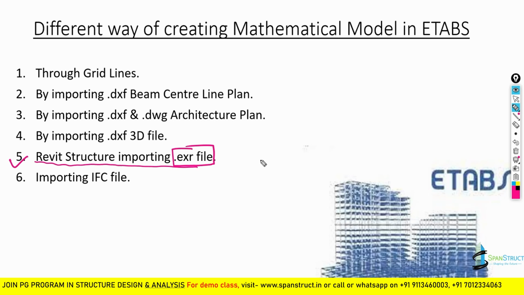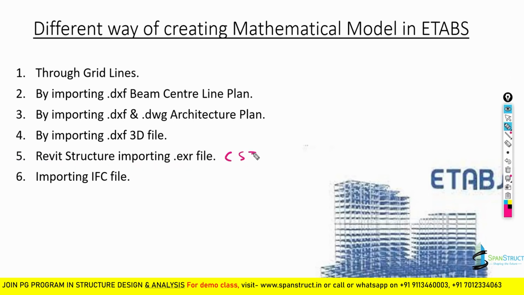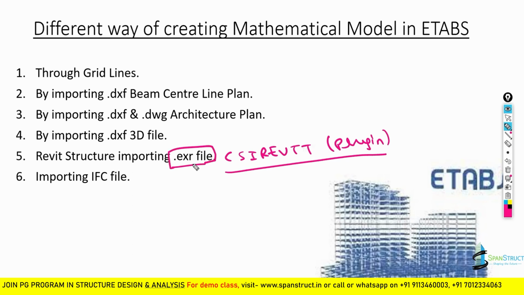I will not say that it will not make the complicated structure, but if you are going to make a complicated structure in Etabs, it will take a lot of time. So what we will do, we will make the complete structure in Revit software, or we can say Revit Structure software, that is more accurate to say. And after making that in Revit Structure, we will import that file with the help of the CSI Revit plugin. You can easily create an .exr file which can easily be imported in Etabs.